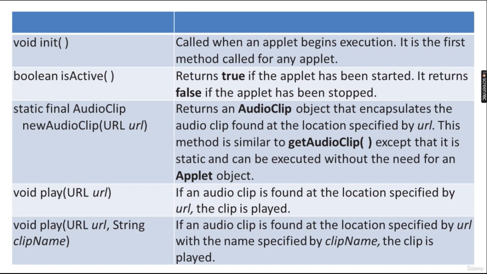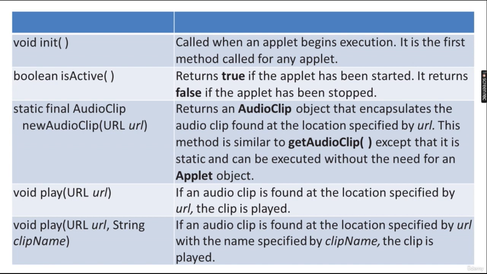Void init is called when the applet begins execution. It is the first method called by any applet. Boolean isActive returns true if the applet has been started. It returns false if the applet has been stopped, that is, not active. Static final AudioClip newAudioClip(URL) returns an AudioClip object that encapsulates the audio clip found at the location specified by URL. This method is similar to getAudioClip except that it is static and can be executed without the need for an applet object. Okay, so in this case we do not need the applet object.